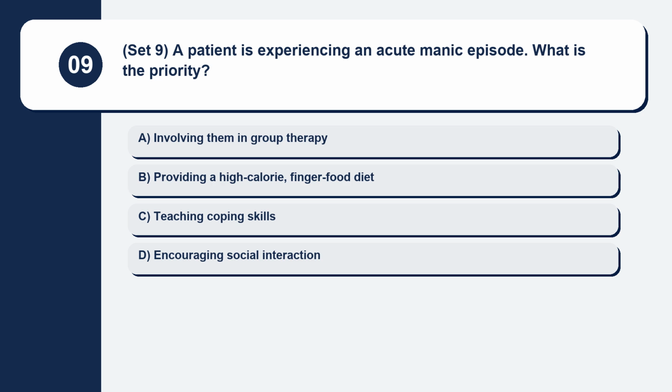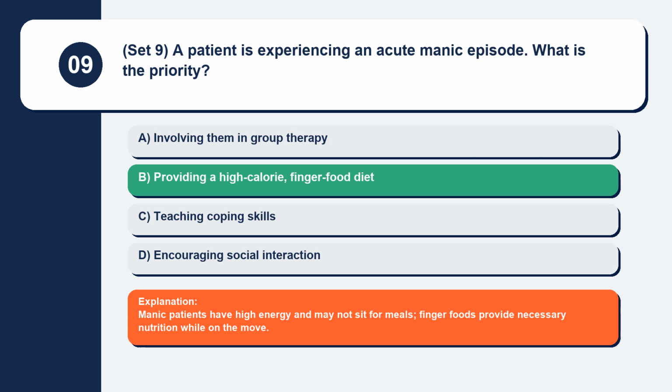Question 9. Set 9. A patient is experiencing an acute manic episode. What is the priority? Involving them in group therapy, providing a high-calorie finger food diet, teaching coping skills, encouraging social interaction. Manic patients have high energy and may not sit for meals. Finger foods provide necessary nutrition while on the move.